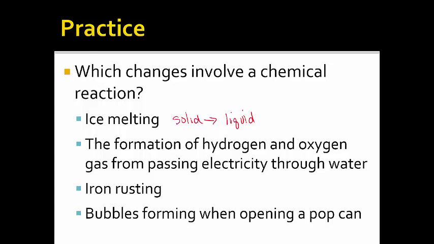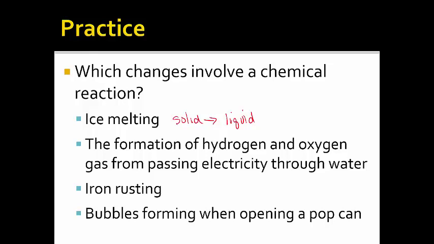Now, however, the second one, we actually are changing the water, right? We're breaking the water up into its hydrogen and its oxygen. So we're breaking bonds in this one. And so, yes, the formation of hydrogen and oxygen from water is a chemical reaction. Iron rusting is also a chemical reaction. It's the reaction of iron with oxygen to form iron oxide, which has definitely a different color, right? It forms a very unique rust color we're used to.